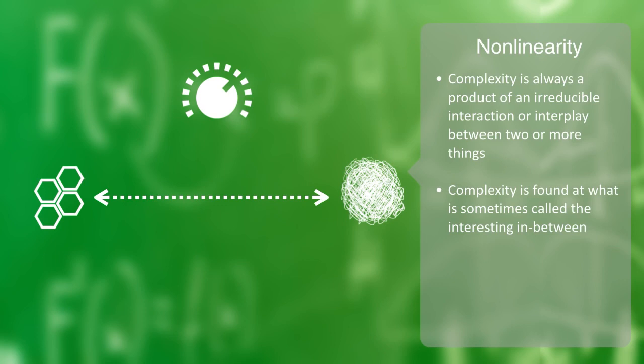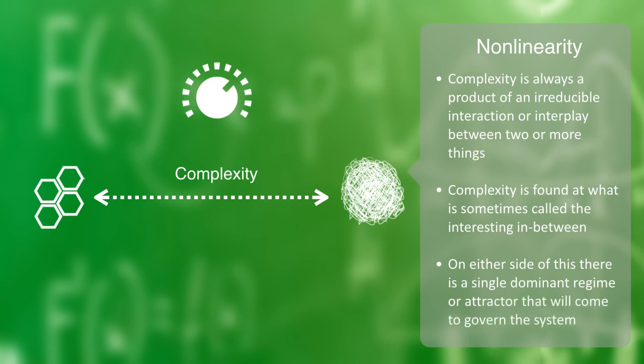It is often the case that with too much order, the system becomes governed by a simple set of symmetries. Too much disorder results in randomness, and the system becomes subject to statistical irregularities. It is only in between that we get complexity. On either side of this, there is a single dominant regime or attractor that will come to govern the system's behavior.